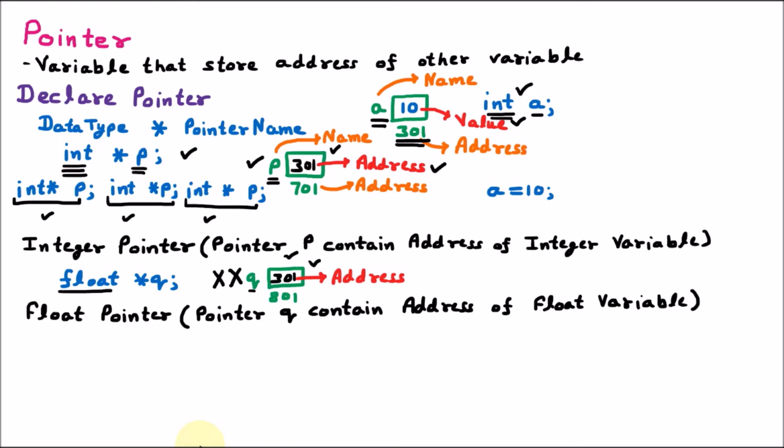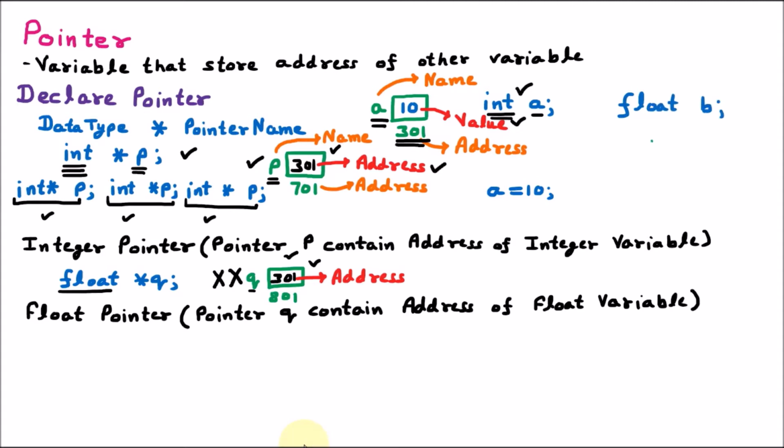So understand that an integer pointer means we are pointing to a variable, or we have the address of a variable whose type is integer. Or if I am talking about the float Q, how will I make it correct? Let us suppose that I have a variable here which is float B.